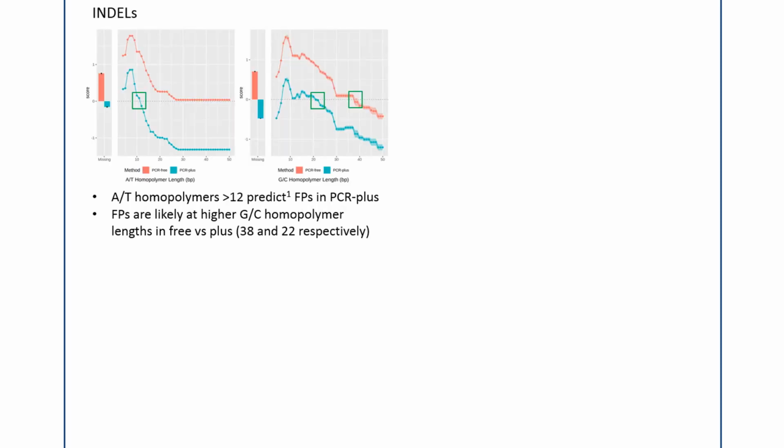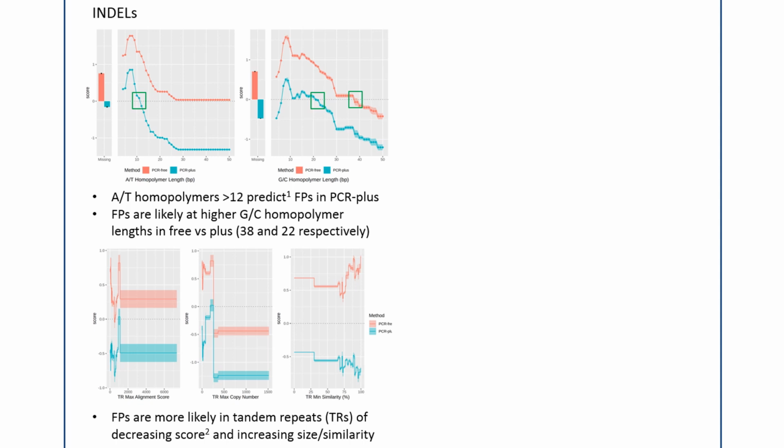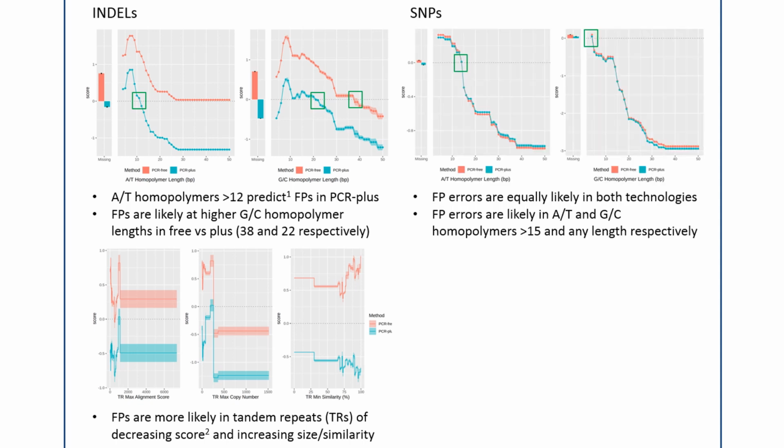All features shown here are the sum of three terms: the given feature, the effect of PCR free or PCR plus, and the interaction of the two. The y-axis of all plots is in logistic space, so 0 means that an error is 50% likely, all else being constant. For indels, false positives are more likely in AT homopolymers greater than 12 base pairs for PCR plus but not for PCR free. The same is true for GC homopolymers, greater than 22 or 38 base pairs for PCR plus and PCR free respectively. For tandem repeats, the trends are less clear, but in general, errors are more likely in PCR plus.